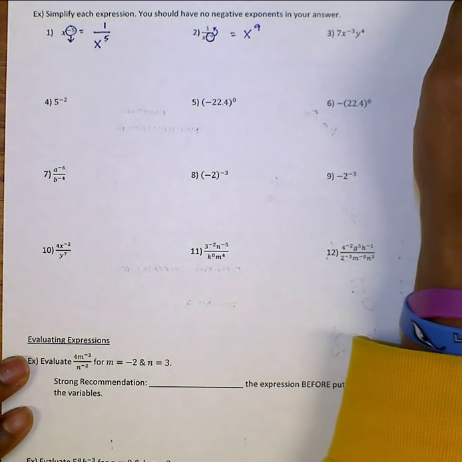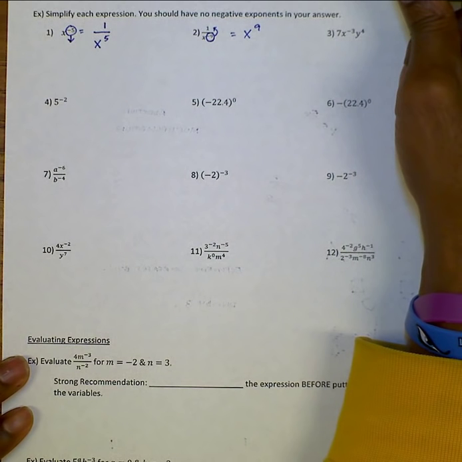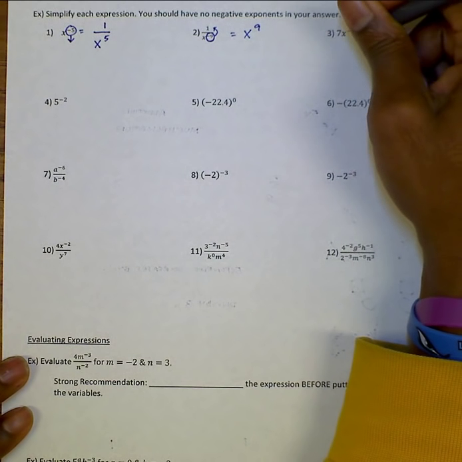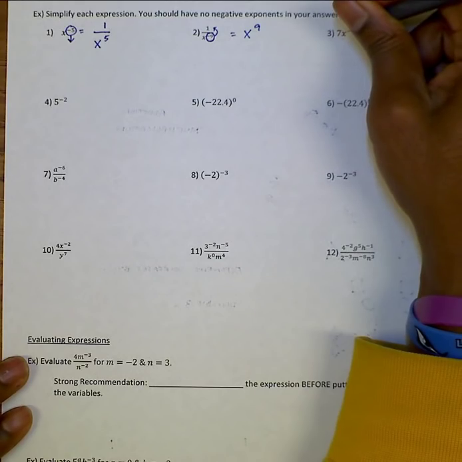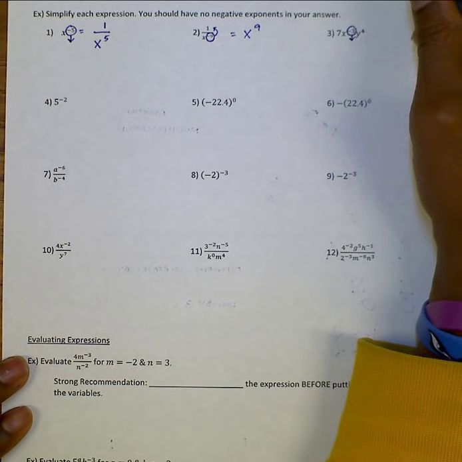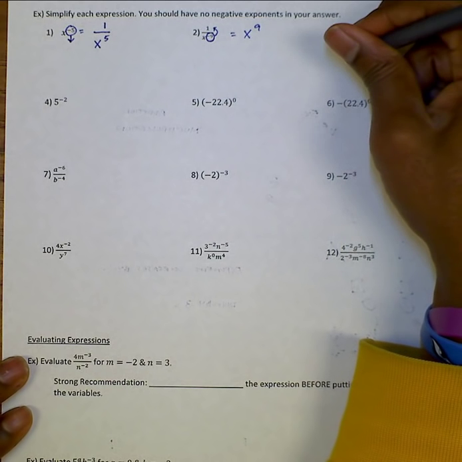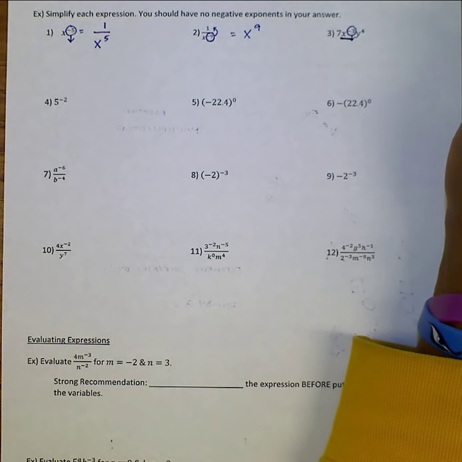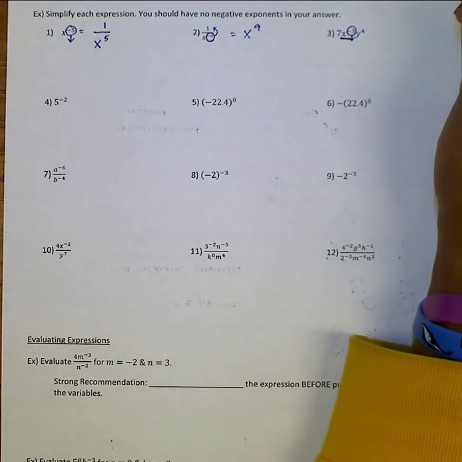Number 3, we have 7, x to the negative third, y to the fourth. As we look at this problem, there's only one thing here that's not all the way simplified. This negative exponent, we can't have it. So we have to move it to make it happy. And so we move that to the denominator. Notice that this is going to be connected with its base. Negative 3 is not by itself. Okay, it's connected with this base.